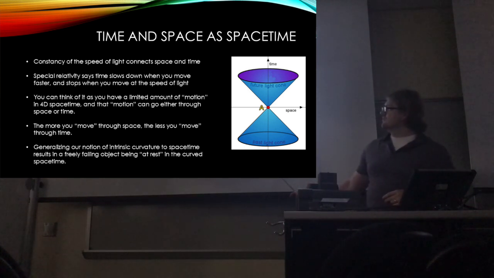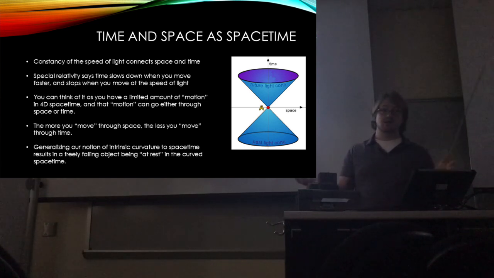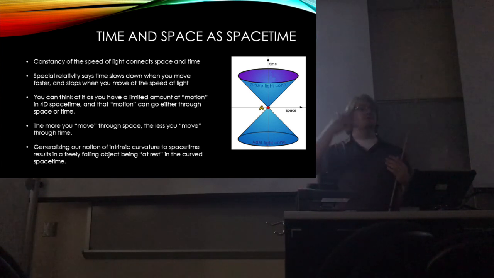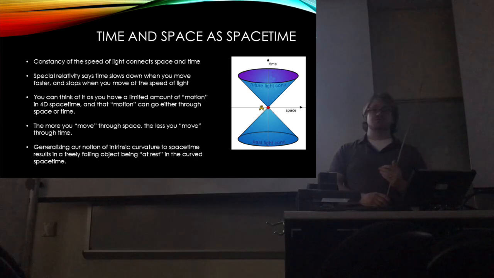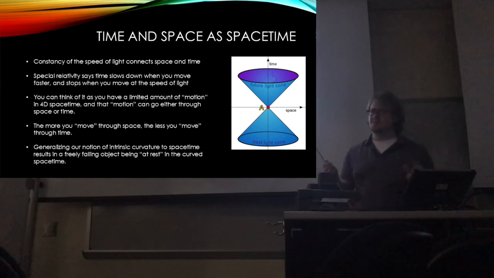And this bullet here, the physicists in the audience will probably roll their eyes or object to this, but I think it's a useful way to think about it, if it's an imperfect analogy. I like to think of it as you have a limited amount of motion in 4D space-time, and you can allocate that motion through either the space or the time direction. So if you're just sitting here not moving, you're moving through time at a certain rate. As you change to be moving faster through space, then that motion decreases through time and it's directed more through space, if that makes any sense.